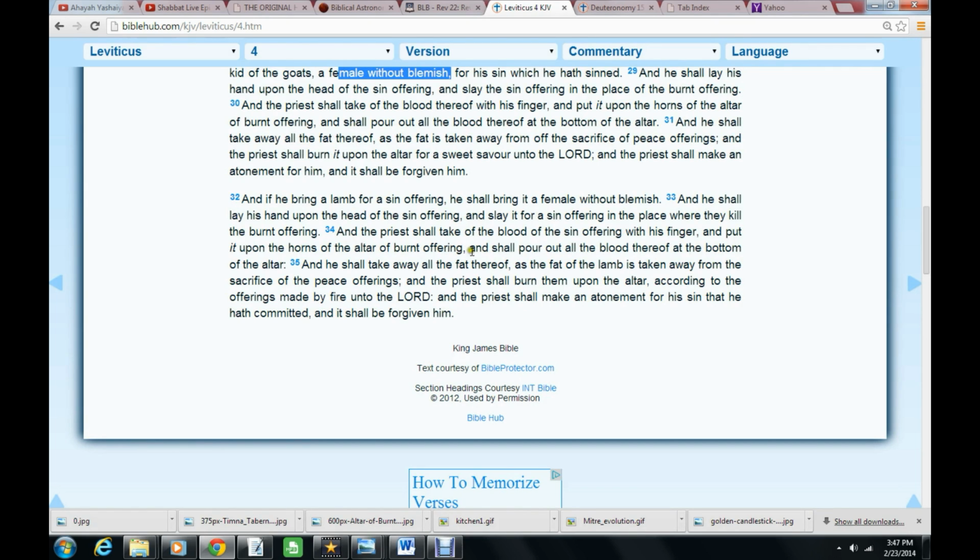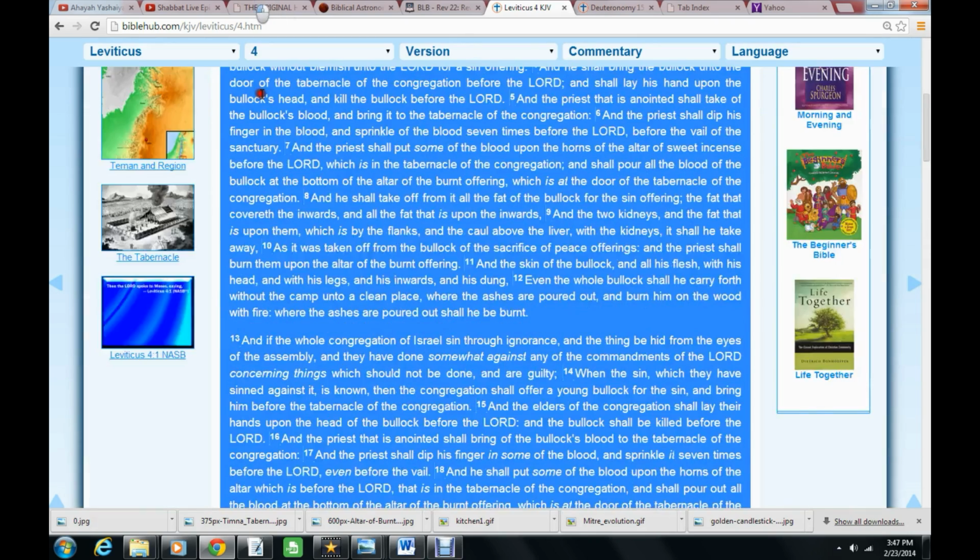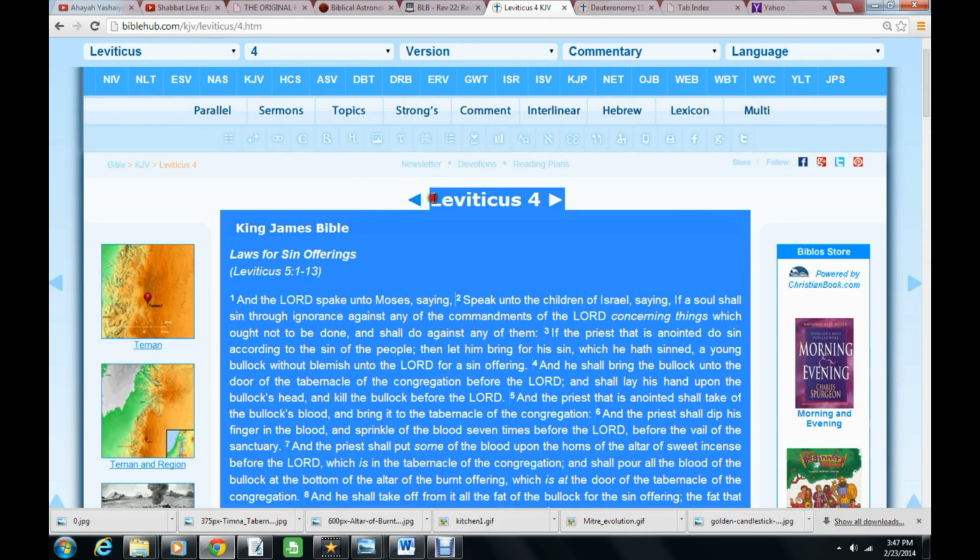And the priest shall take of the blood of the sin offering with his finger, and put it upon the horns of the altar of burnt offering, and shall pour out all the blood thereof at the bottom of the altar. And he shall take away all the fat thereof, as the fat of the lamb is taken away from the sacrifice of the peace offerings. And the priest shall burn them upon the altar, according to the offerings made by fire unto the Most High, the pure white light. And the priest shall make an atonement for his sin that he had committed, and it shall be forgiven him. So that's how you do the sin offerings.